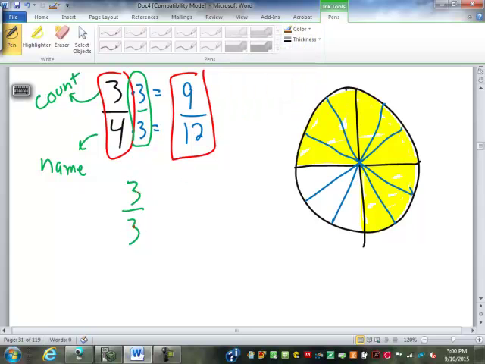The top 3 says we have 3 of them. In other words, we have one whole object. We just multiplied by 1. And when we multiply by 1, what does it do to the value of a number? Nothing. It stays exactly the same.